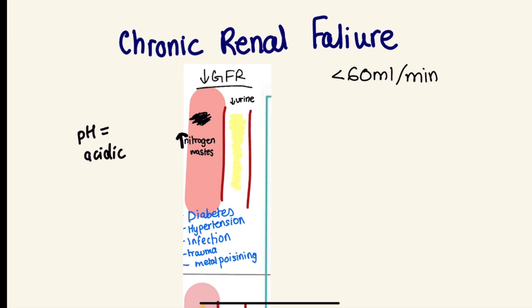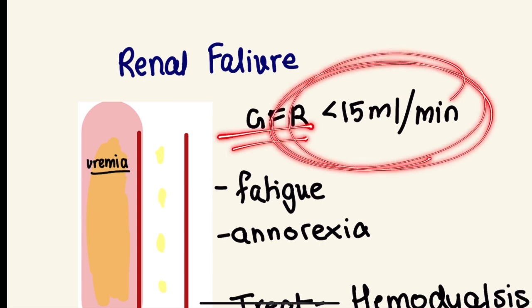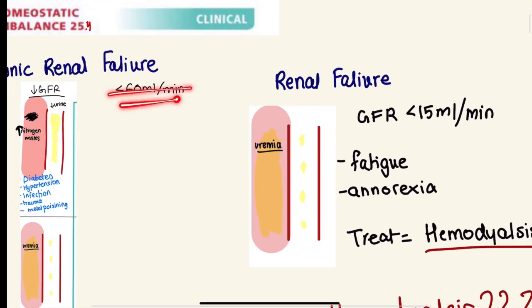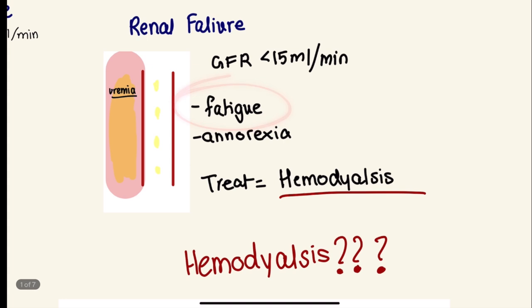Now let's move on to renal failure. Renal failure is a glomerular filtration rate of less than 15 ml per minute. So this was still okay, but in this case, it has decreased to a level that is very, very low. In this case, you're going to show signs of fatigue and anorexia. Anorexia is basically not being able to eat properly. These are the signs that a person would present with. Apart from this, you would also have, for example, some mental changes, etc.